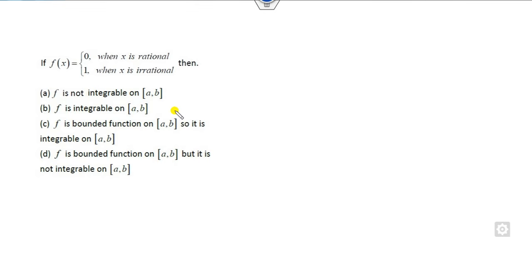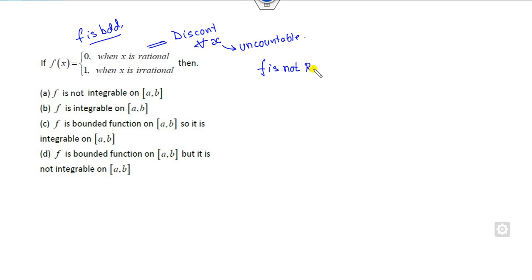Okay, look at this one. Clearly says f is my bounded. Fine. Again clearly says this is a discontinuous function for all the x, which is my uncountable. They are uncountably many discontinuities. So what is that? It means f is not Riemann integrable. So f is not Riemann integrable, correct. F is integrable, cancel. F is a bounded function, yes, so it is Riemann integrable, cancel. F is a bounded function, correct. But f is not integrable is also the correct option. So A and D are my correct answers.